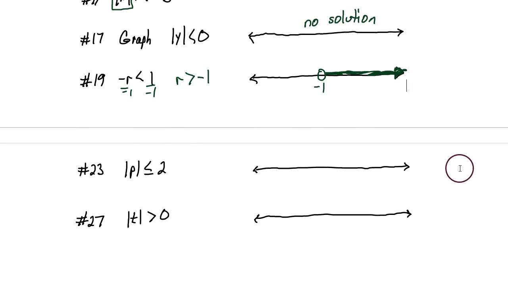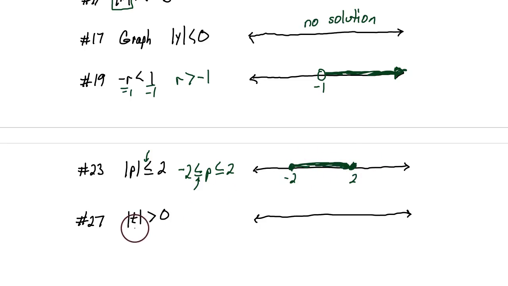Number 23, let's graph the absolute value of p is less than or equal to 2. Absolute values that have a less than symbol are equivalent to this compound inequality. Find -2 and +2. Put a closed dot on both. A closed dot because of the extra or equal to part of the symbol. And the letter P comes in between there, so shade in between.